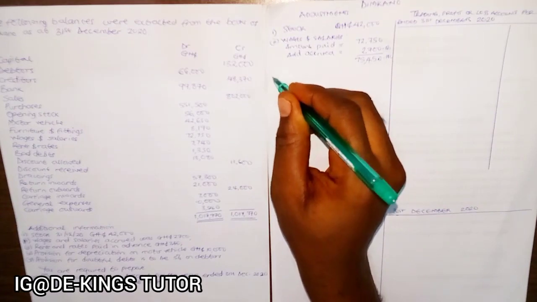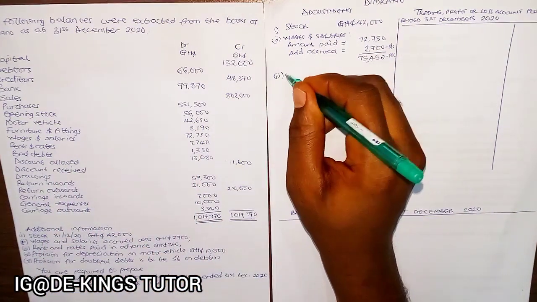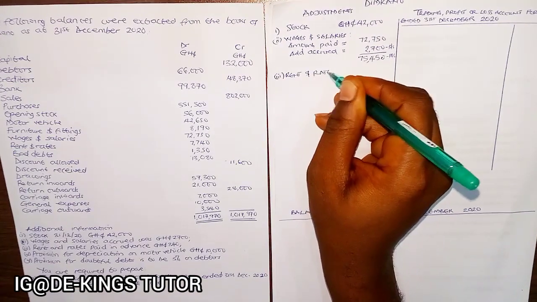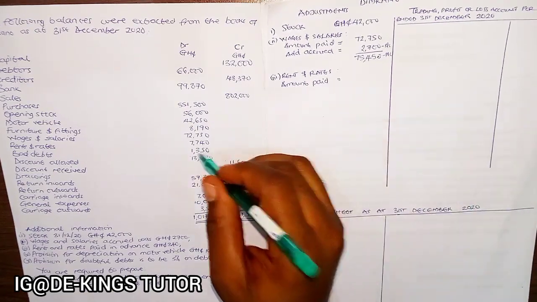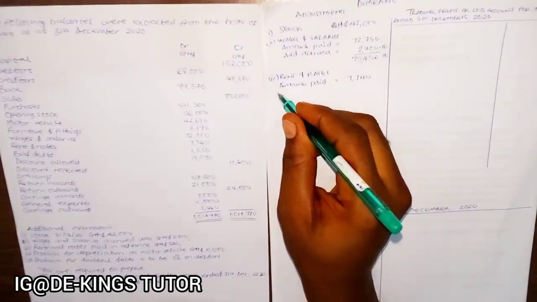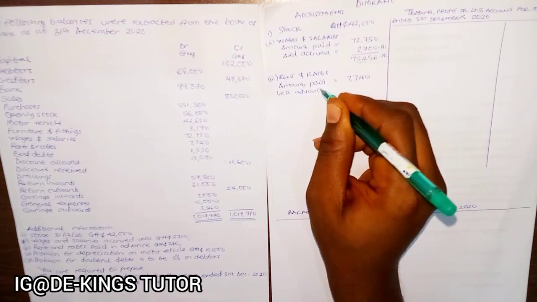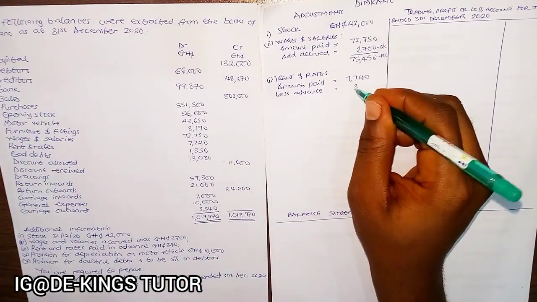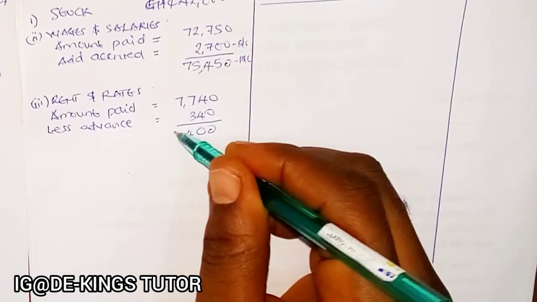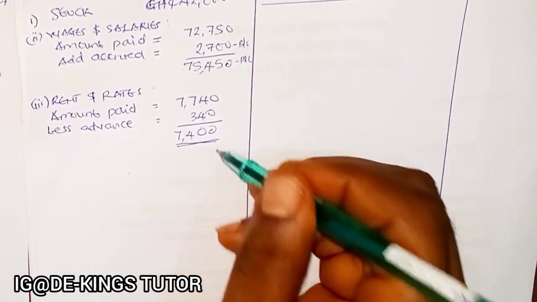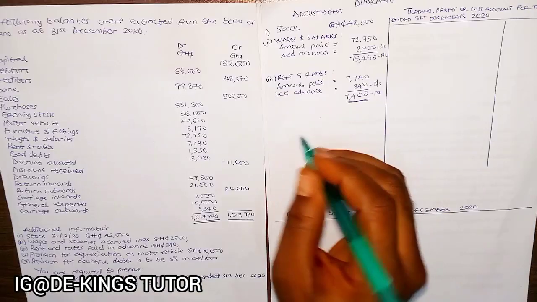And the next one, rent and rates paid in advance 340. So rent and rates is 7,740. So we're going to have here rent and rates. How much was paid? Amount paid is 7,740. Less advance 340. So 0 minus 0, 4 minus 4 is 0, 7 minus 3 is 4, and this is 7. That's 7,400. Okay, so this is the amount that will go to balance sheet, and this is the amount that will go to profit or loss. So that's the third one.